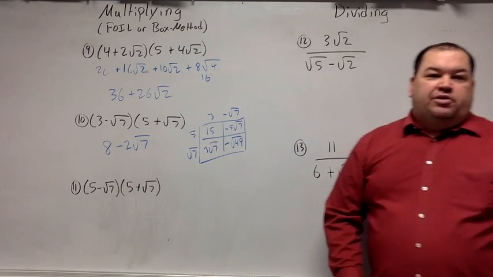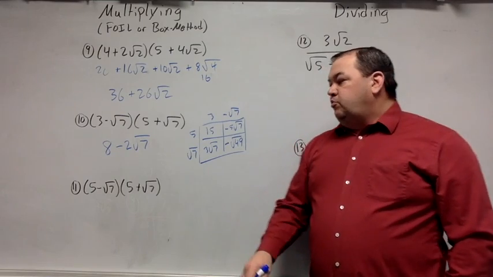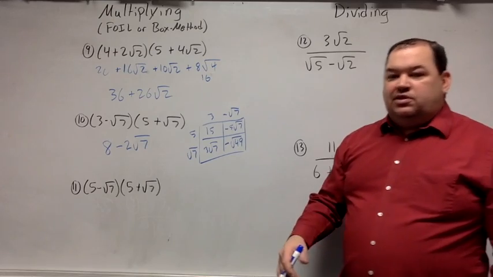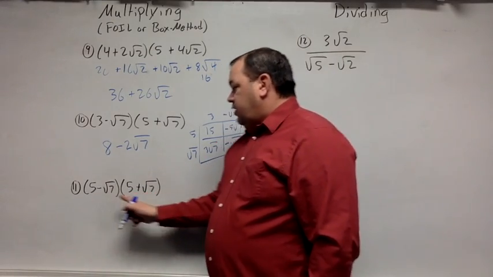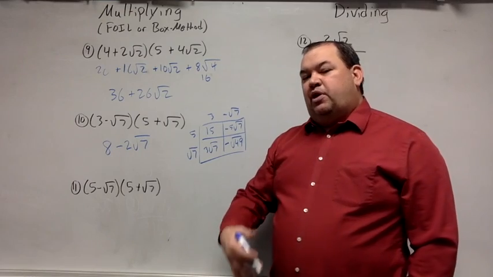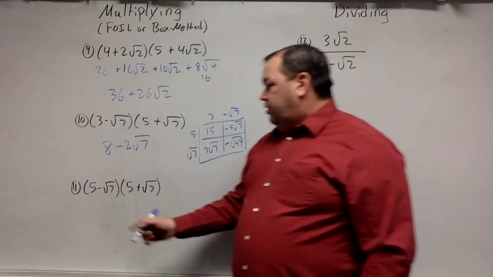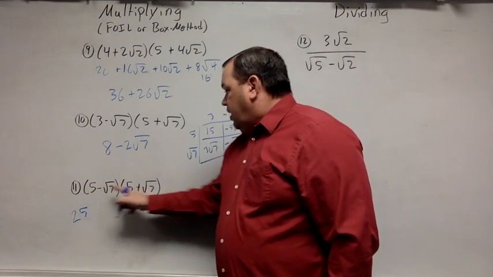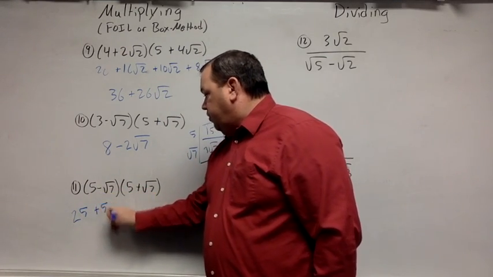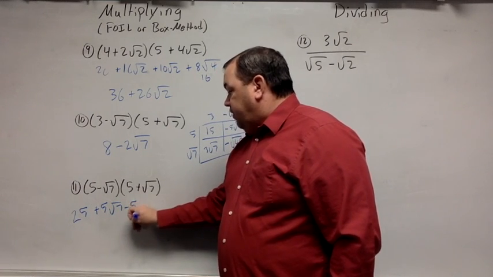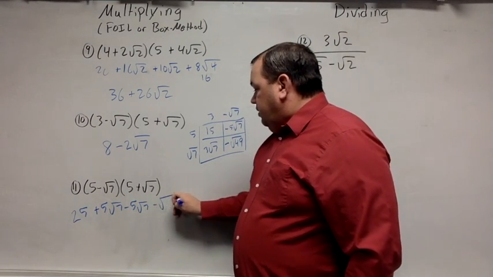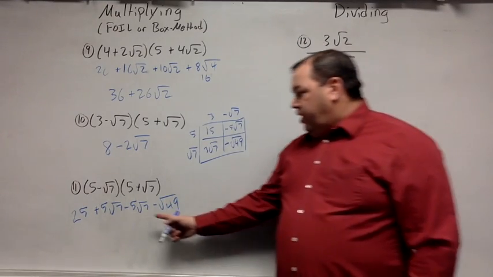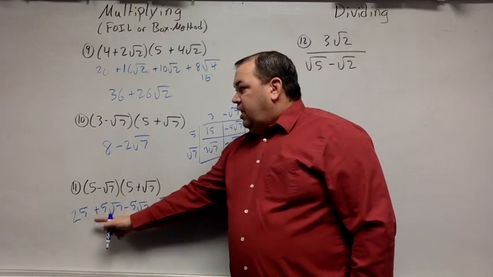The last one I put up here is kind of interesting. If you're really good with your factoring patterns, you might recognize this. We've talked about this previously, but these are conjugates. So watch what happens when I go through the FOIL or box method. I get a 25, I get a plus 5 square root of 7, and a minus 5 square root of 7, and a square root of 49. So I'm going to combine like terms right here, but they end up canceling.